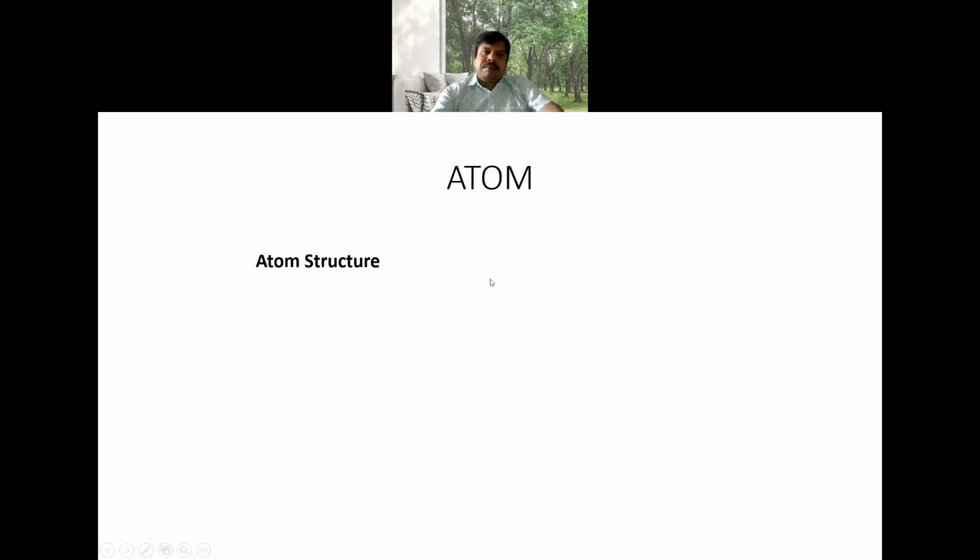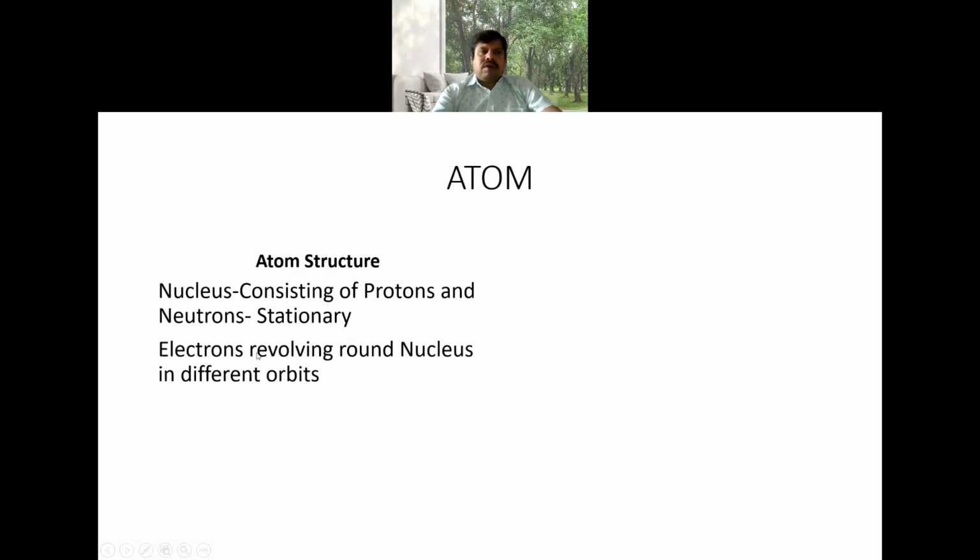So, there are so many structures which are proposed for the atom. Out of the proposed structures, the Niels Bohr structure is the most famous. According to the Niels Bohr structure, the atom consists of a nucleus as well as electrons. The nucleus consists of protons as well as neutrons, which are stationary inside the nucleus, and electrons are revolving around the nucleus in different orbits.